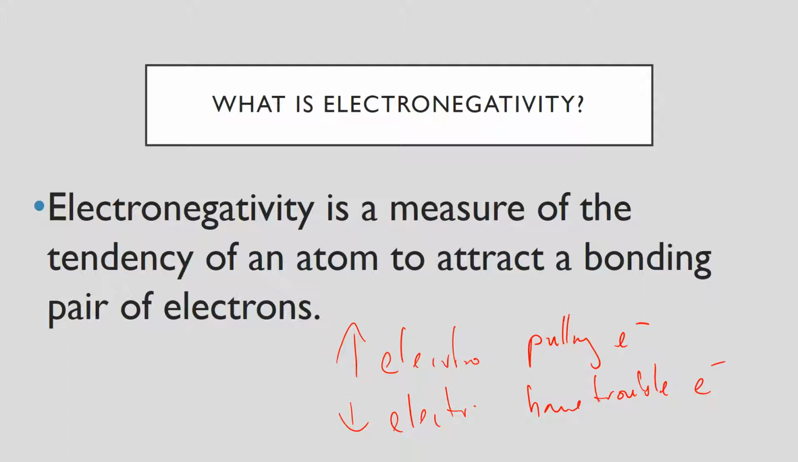Okay, that normally means that atoms that have high electronegativity are normally anions because they're gaining electrons. Atoms with low electronegativity normally form cations because they actually don't hold their electrons very well. They try and lose their electrons.